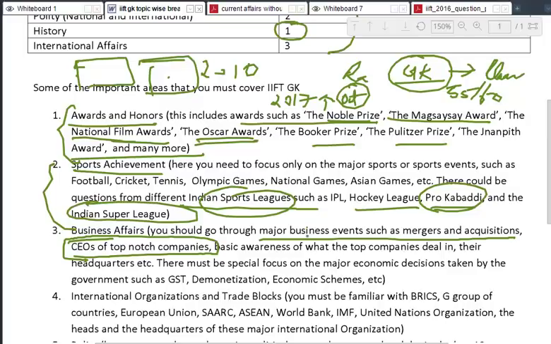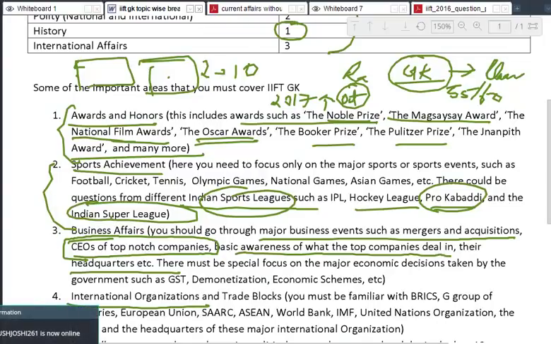Have basic awareness of what the top companies deal in, and their headquarters. We had a question on the headquarters of the companies. Many a time the company is very popular, but the headquarters is in some different country altogether. In fact, every year I see questions on the international organizations. Where is the headquarter of the World Bank? Where is the headquarter of the International Monetary Fund? Where is the headquarter of UNESCO? All the United Nations organizations, you must know the headquarters. You might expect a question here and there.